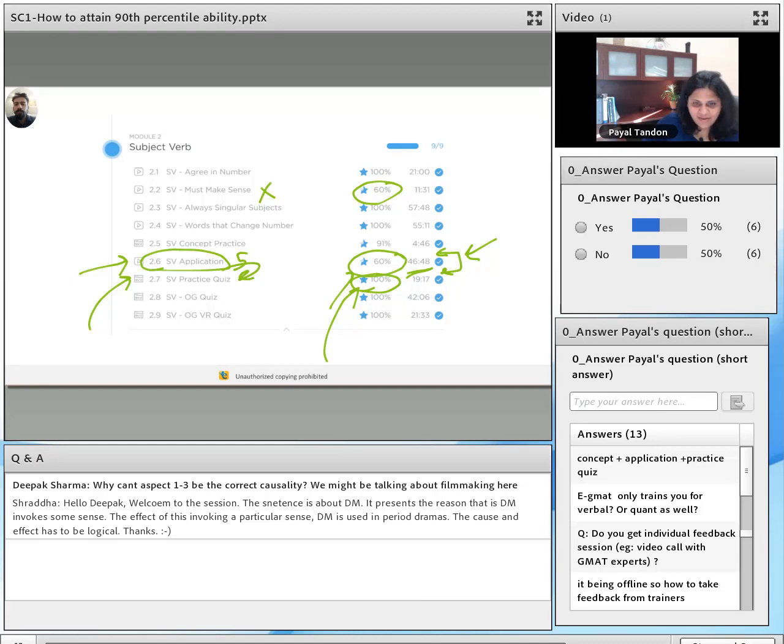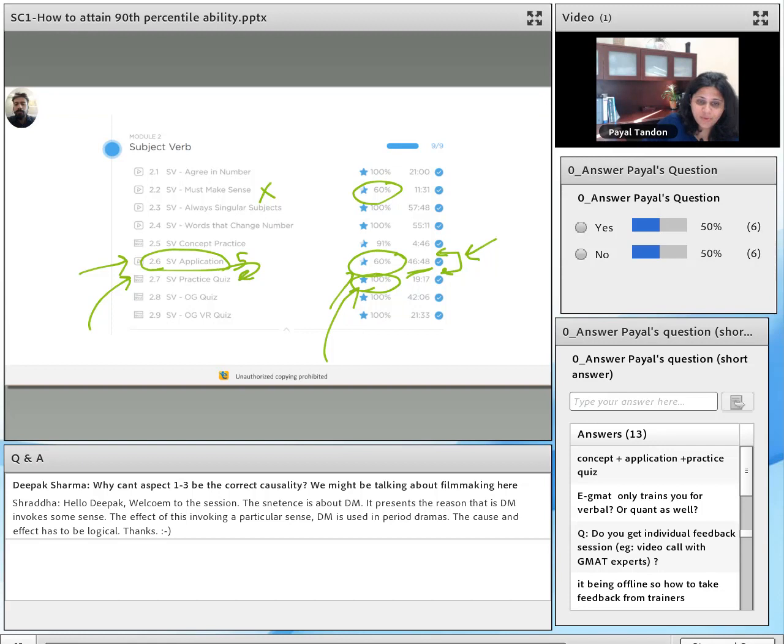So I have a thing here. It being offline, how do we take feedback from trainers? All our feedback is driven into these files. Each and every file that you see here, required subject verb agreement about 400 hours of expert time. So all that effort has already been put into the course, and we are enhancing this course on a day-to-day basis so that you continue to get the most up-to-date content from us.